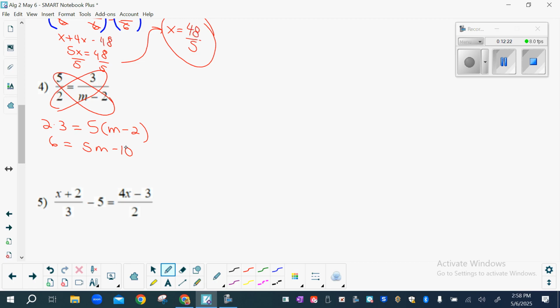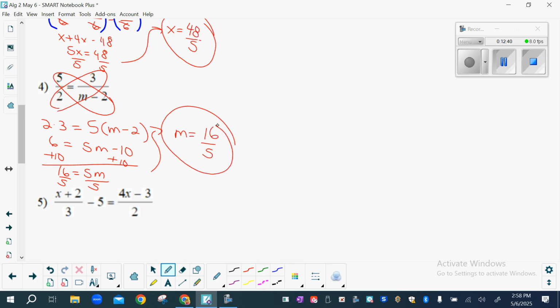So now, what do we do next to solve that? Plus 10. 16 equals 5m, and divide by 5. M equals 16 over 5.